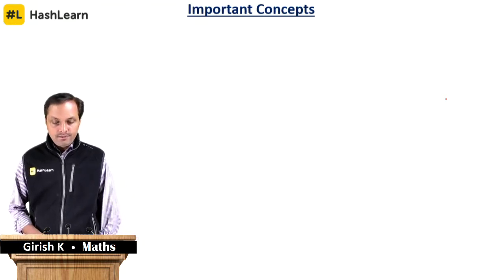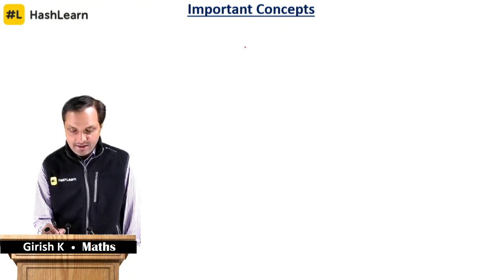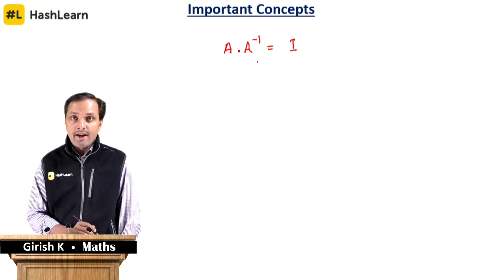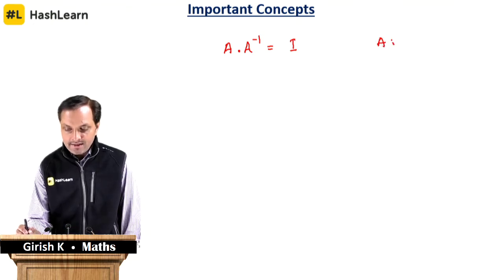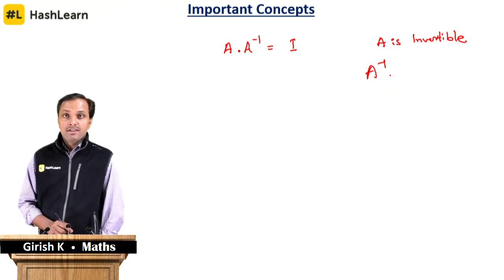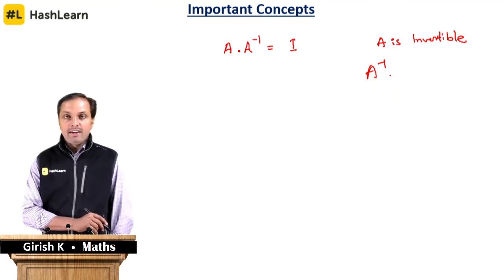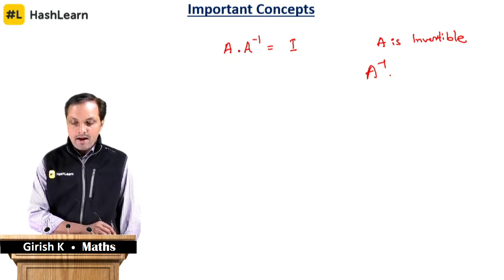So what is an invertible matrix? An invertible matrix is one where A dot A inverse should give you I, and we say A is invertible. What is A inverse? A inverse is a matrix which, when you multiply with the matrix A, you will get the identity matrix. A into A inverse is equal to I.